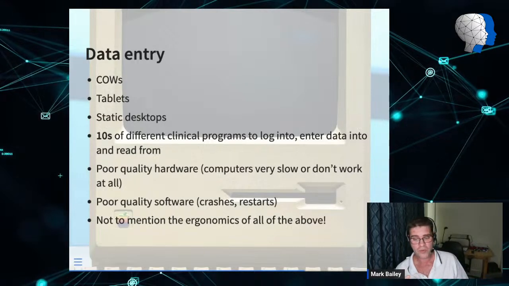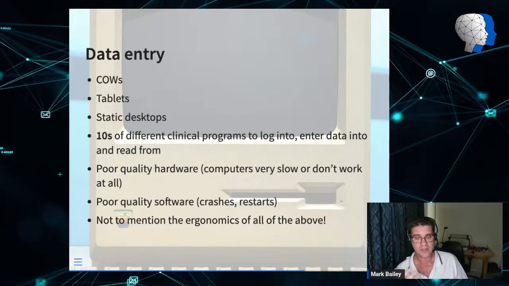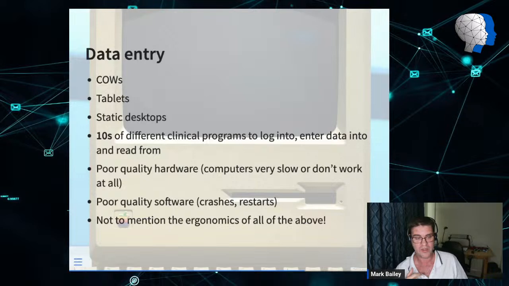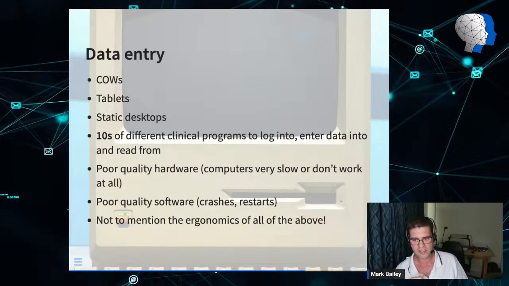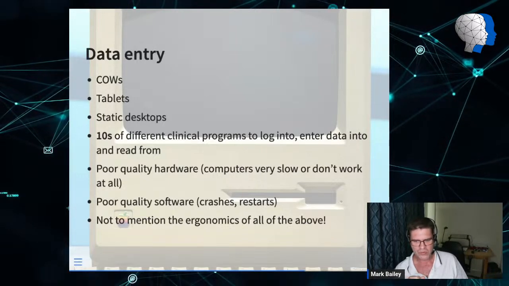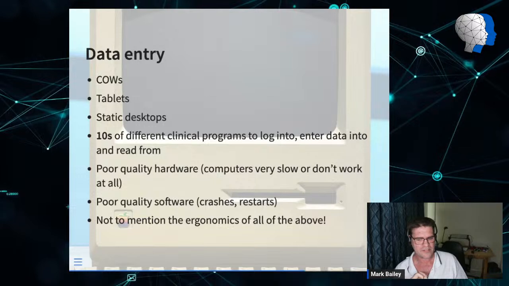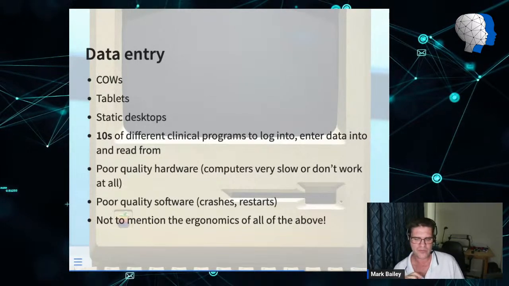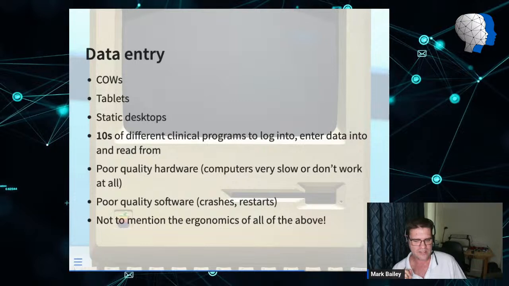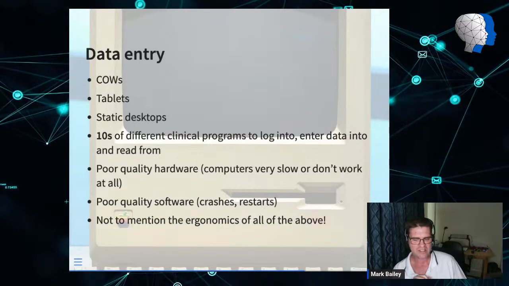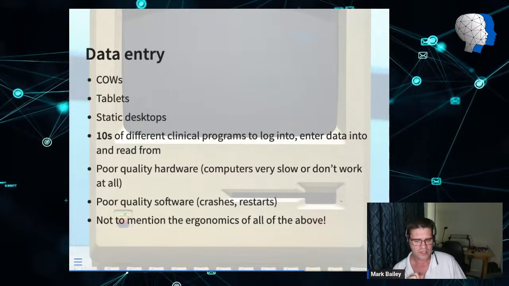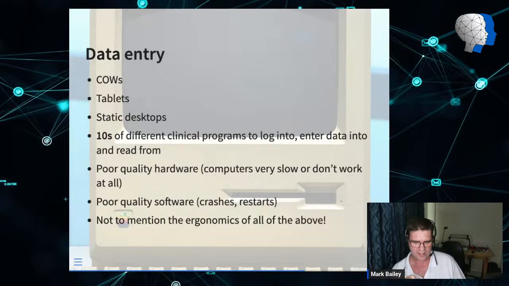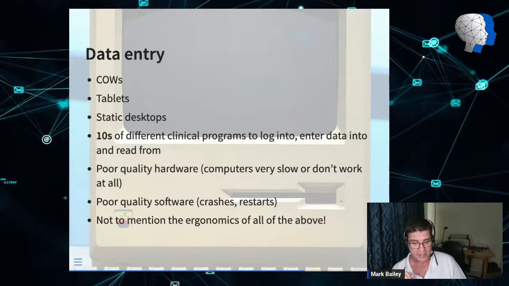And so we have poor quality hardware, and it's very slow and it doesn't work most of the time. We have poor quality software, which crashes. I'm in Bristol at the moment, and they actually have fairly good digital systems. They only seem to crash once a week at the moment, he says, but there are some weeks it's a bit more. When I was in another hospital, which I won't mention, it was at least once or twice a day that one of the digital systems I was using was crashing. Sometimes you have to restart the computer because of it.